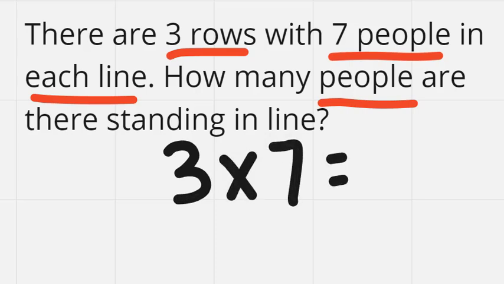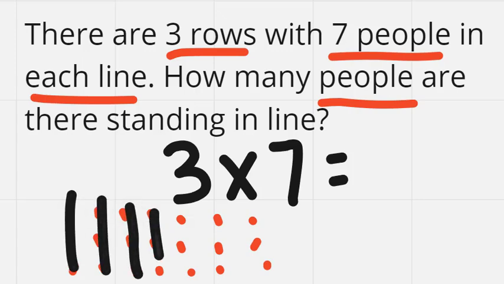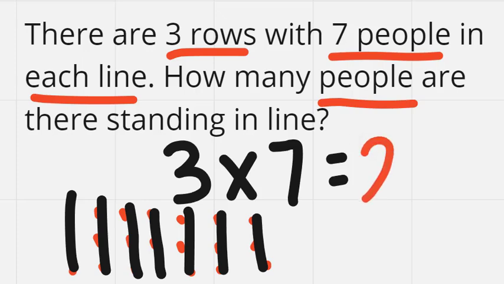If I draw a picture, I need 3 lines. 1, 2, 3. Each has 7 people in them. Drawing an array helped me visualize the math problem. Here I can count by 3s. 3, 6, 9, 12, 15, 18, 21. 3 times 7 equals 21. Be sure to check your work.